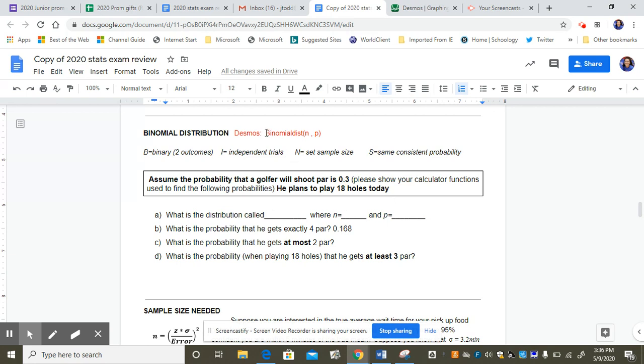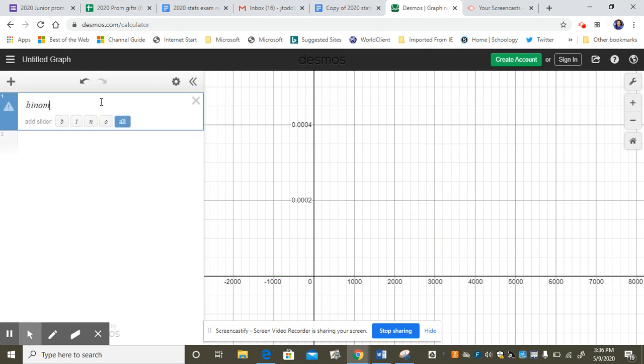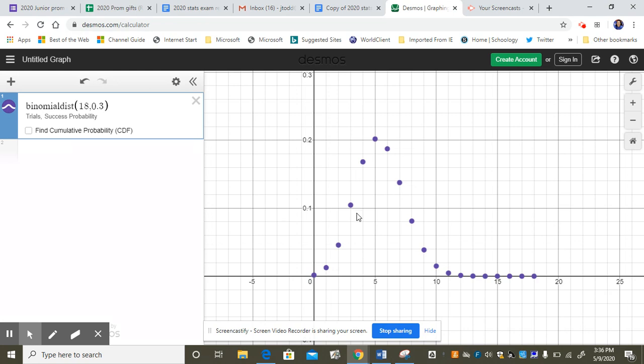To do this on Desmos, this is what you type in: binomial dist, N, comma, P. So in Desmos, I'm going to get rid of this, and I'm going to type in binomial dist. And they even give you a hint when you use the parentheses. They want trials first. Well, he's going to play 18 holes of golf, and the success that he gets a par on any given hole is 0.3. Now, these dots look all together. What we need to do is hit this magnifying glass again. So you guys kind of see it's a right skewed distribution.